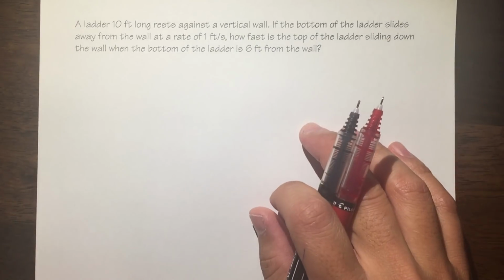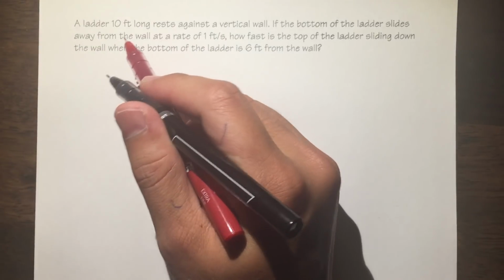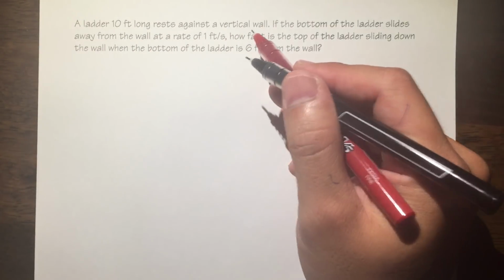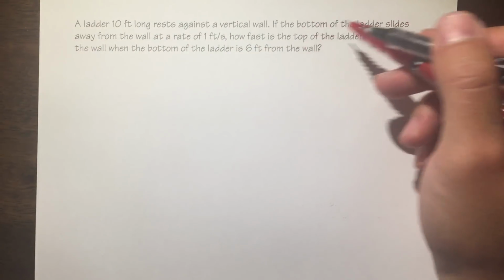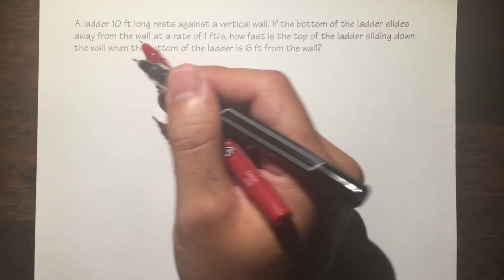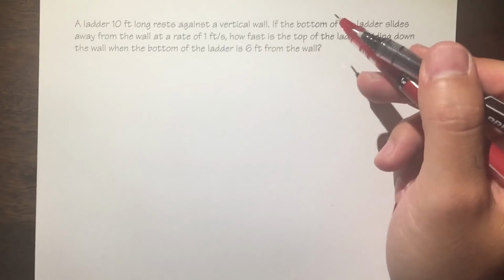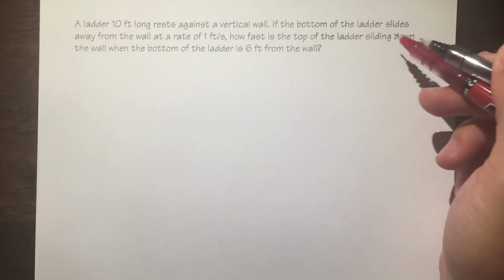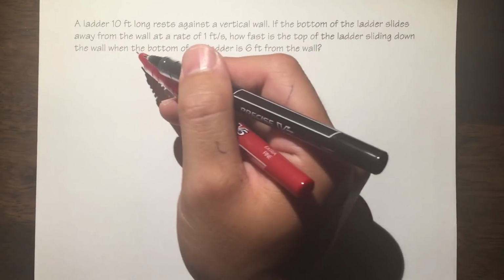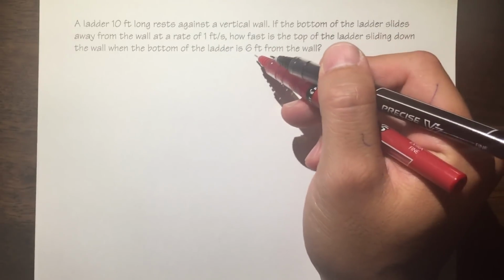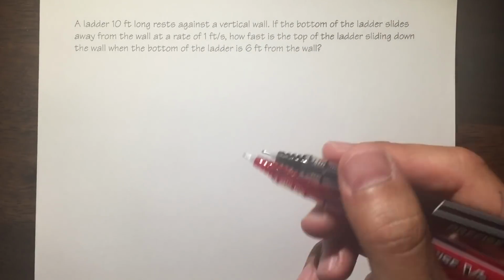Okay, another related rate question. Here we have a ladder 10 feet long leaning against the vertical wall, and it says if the bottom of the ladder slides away from the wall at a rate of 1 foot per second, how fast is the top of the ladder sliding down the wall when the bottom of the ladder is 6 feet away from the wall? Well, you know the deal.